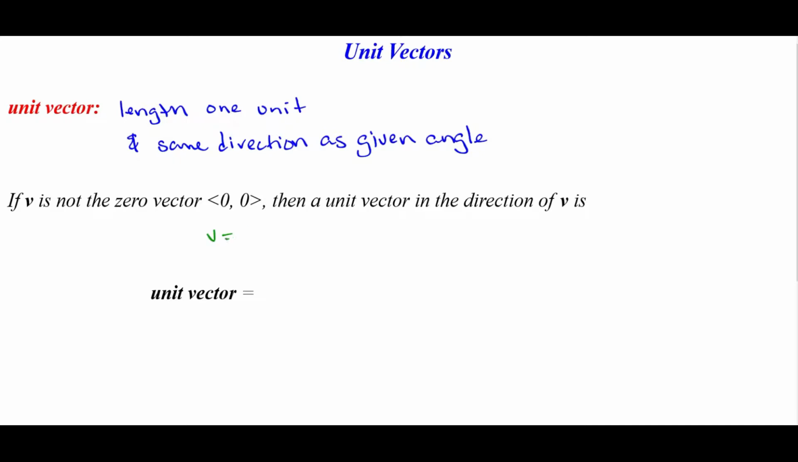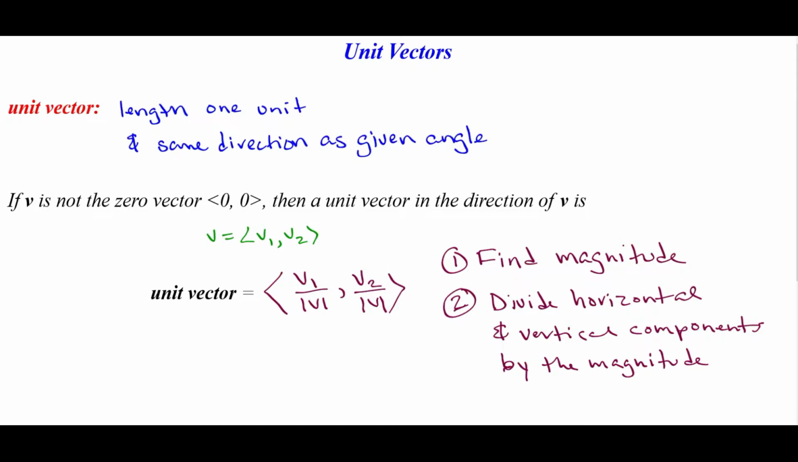So let's say we're going to create the unit vector for vector v. Vector v is v1, v2. To find the unit vector, you take the two components, the horizontal and vertical components, and divide them by the magnitude. My unit vector would be my horizontal component divided by the magnitude, and then the vertical component divided by the magnitude. So in order to find a unit vector, you have two steps: first find the magnitude, then divide both the horizontal and the vertical component by that magnitude.